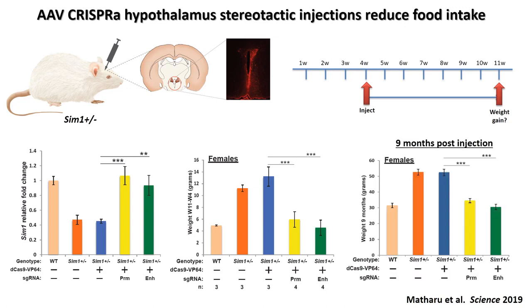We also took these mice all the way to 9 months post-injection, as you can see here on the right, and measured their body weight. And you can see that after 9 months from that single injection at 4 weeks of age, we have wild-type mice weighing about 30 grams, heterozygous and the negative control in blue about 50 grams, versus the CRISPR-A rescued promoter or enhancer mice that weigh about 30 grams, similar to their wild-type mice, suggesting that this approach of using AAV could be a long-term therapeutic approach to rescue the obesity phenotype in these mice.